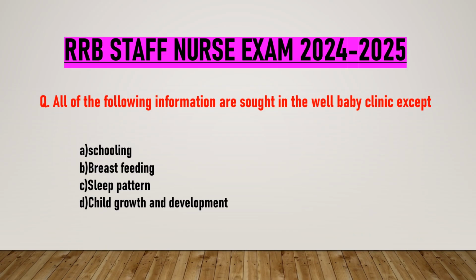All of the following information is sought in the well baby clinic except? Options are schooling, breastfeeding, sleep pattern, child growth and development. So the answer is option A, schooling.